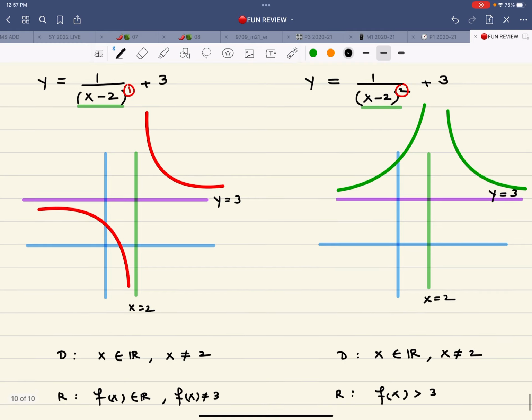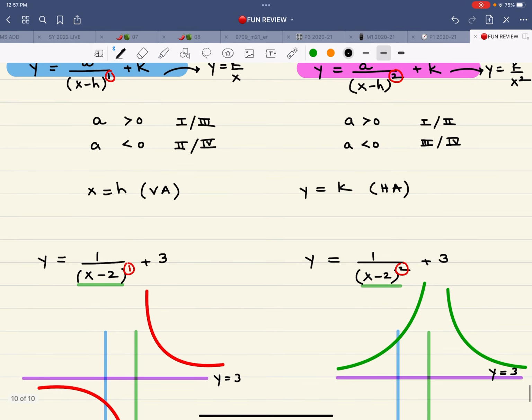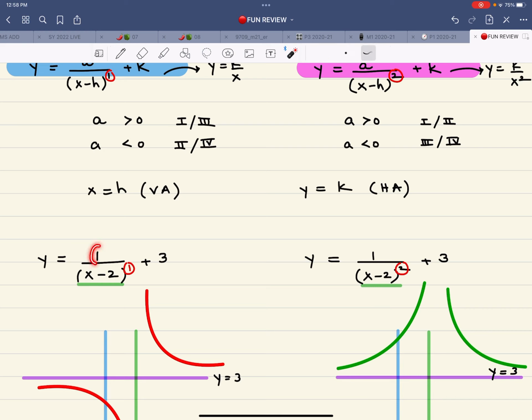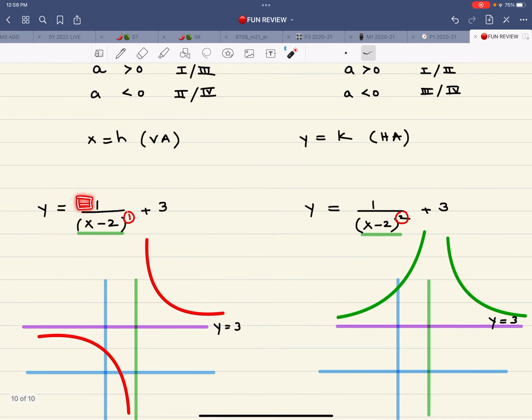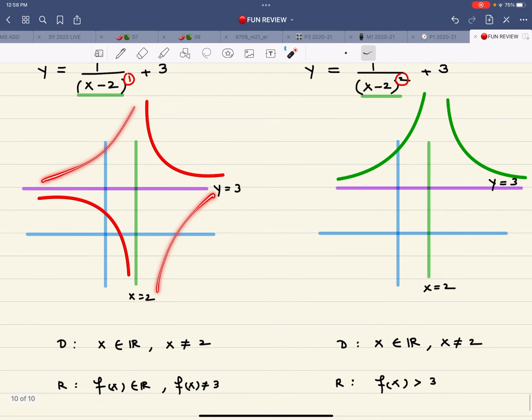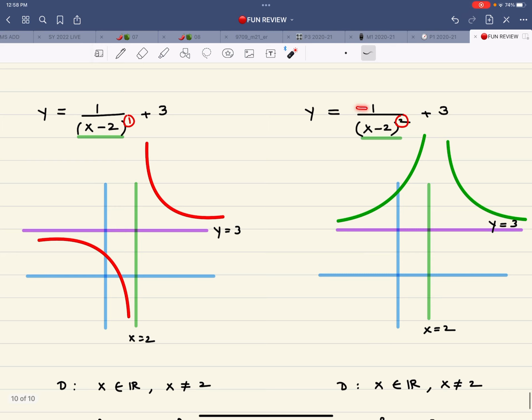Now, for example, if I had a 5 over here, it wouldn't change anything. If I have a 7,000 over here, it won't change anything, because it's the steepness. If I have a minus 1 over here, yes, it will be flipped. It would be like this. If I have a minus over here, it would be like this.